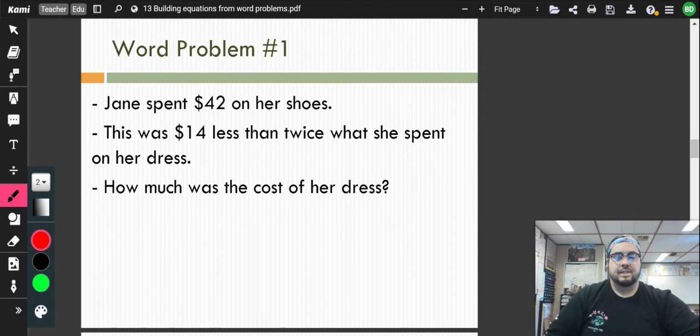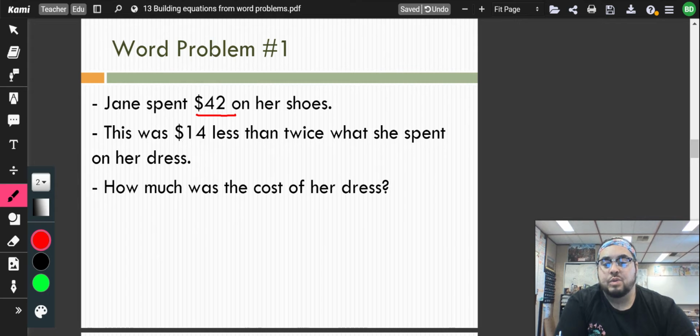So the first sentence, Jade spent $42 on her shoes. This is a definite value. So we know for sure that she spent $42 on her shoes. This was 14 less, and less usually means that we're subtracting something, than twice what she spent. So twice means we're going to be multiplying something by 2 that she spent on her dress. How much was the cost of her dress? Now, because the question is asking how much was the cost of her dress, this is our unknown value. So this is what we're going to call x.